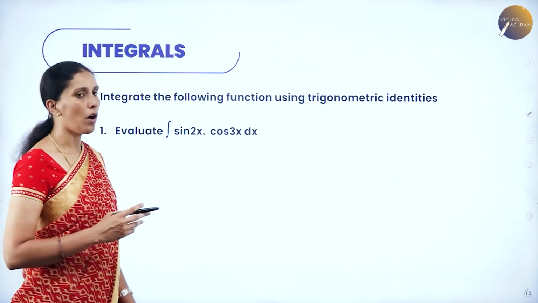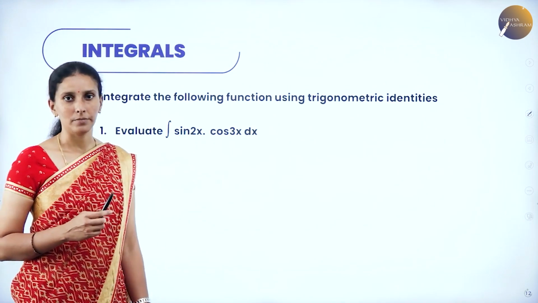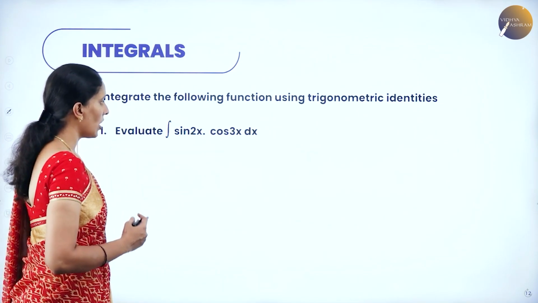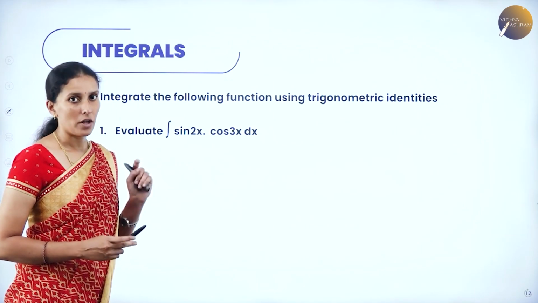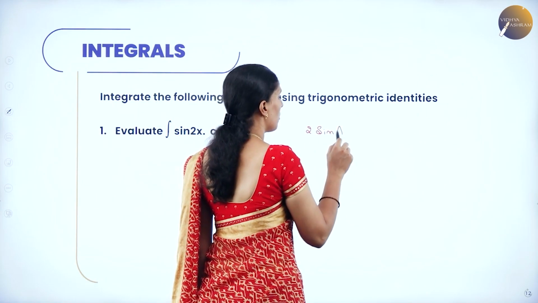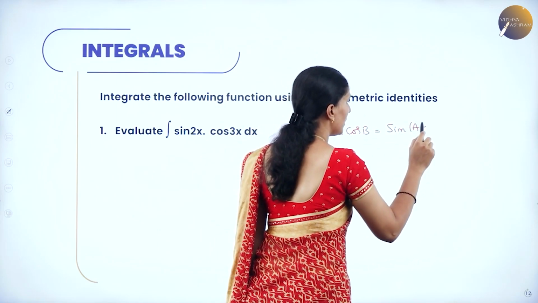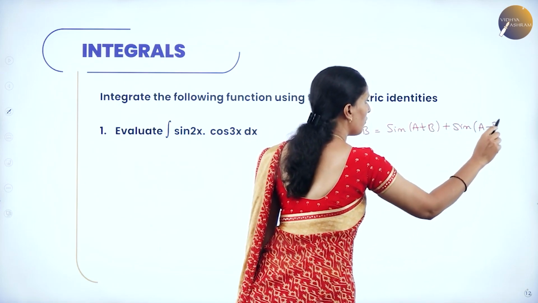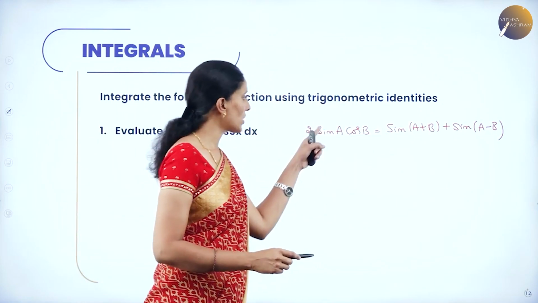So how can this be written? Now this is in the form of sin a cos b. So we know the formula, that 2 sin a cos b can be written as sin(a plus b) plus sin(a minus b). You know the formula for sin(a plus b) and sin(a minus b). When you add them, you will get 2 sin a cos b.